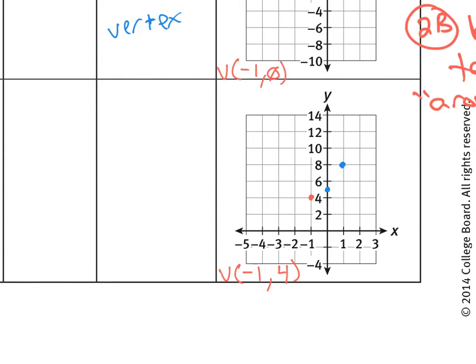Can I go up again? How far? Up 5. Up 5 gives me what y value? From 8 up 5 gives me what? 13. All right, let's build the symmetry on the other side. So there's that point that reflects across here from 8 and 13. And again, a nice U-shape parabola. All right, how many times does this cross the x-axis? Not at all. 0 x-intercepts.